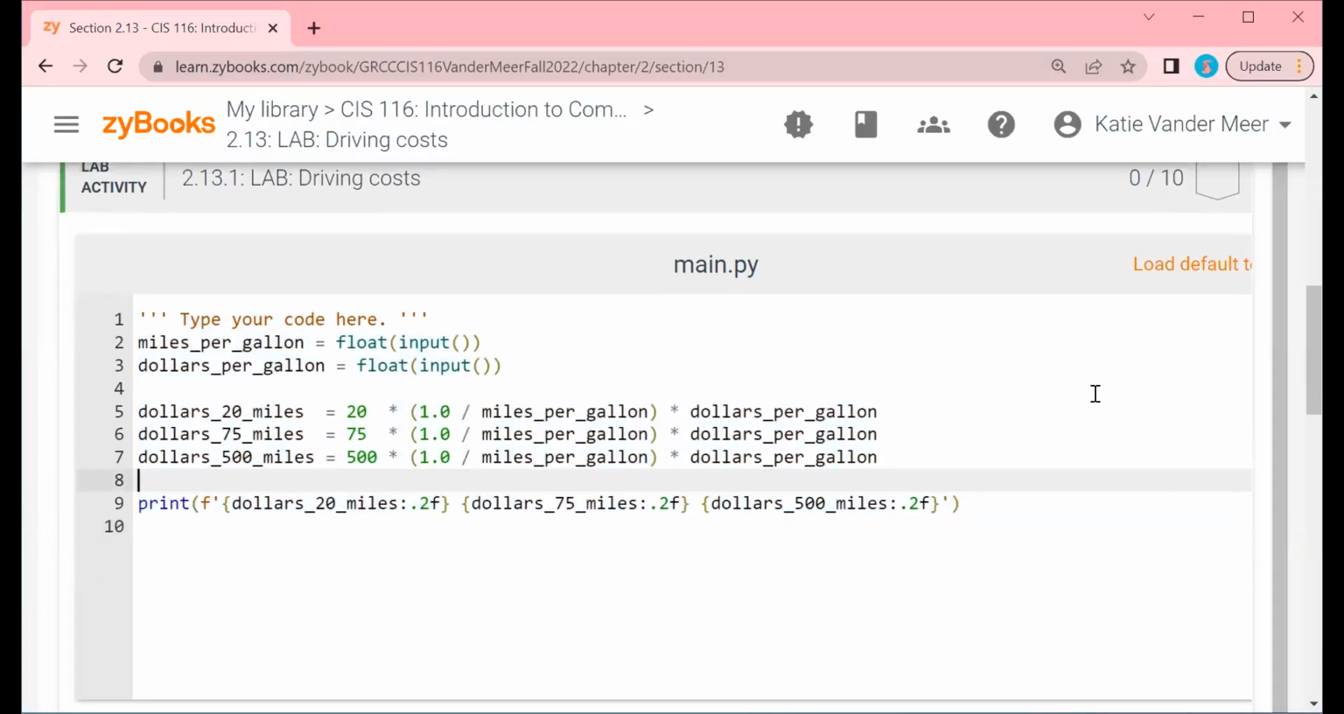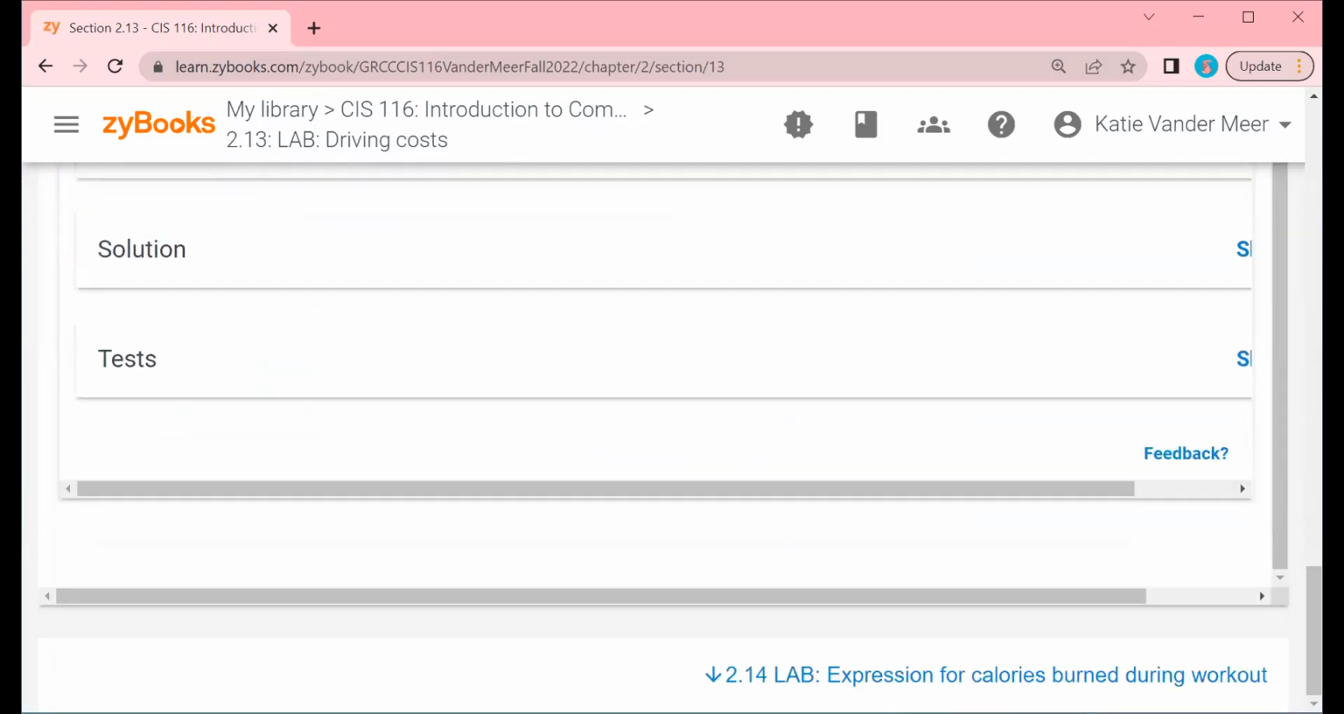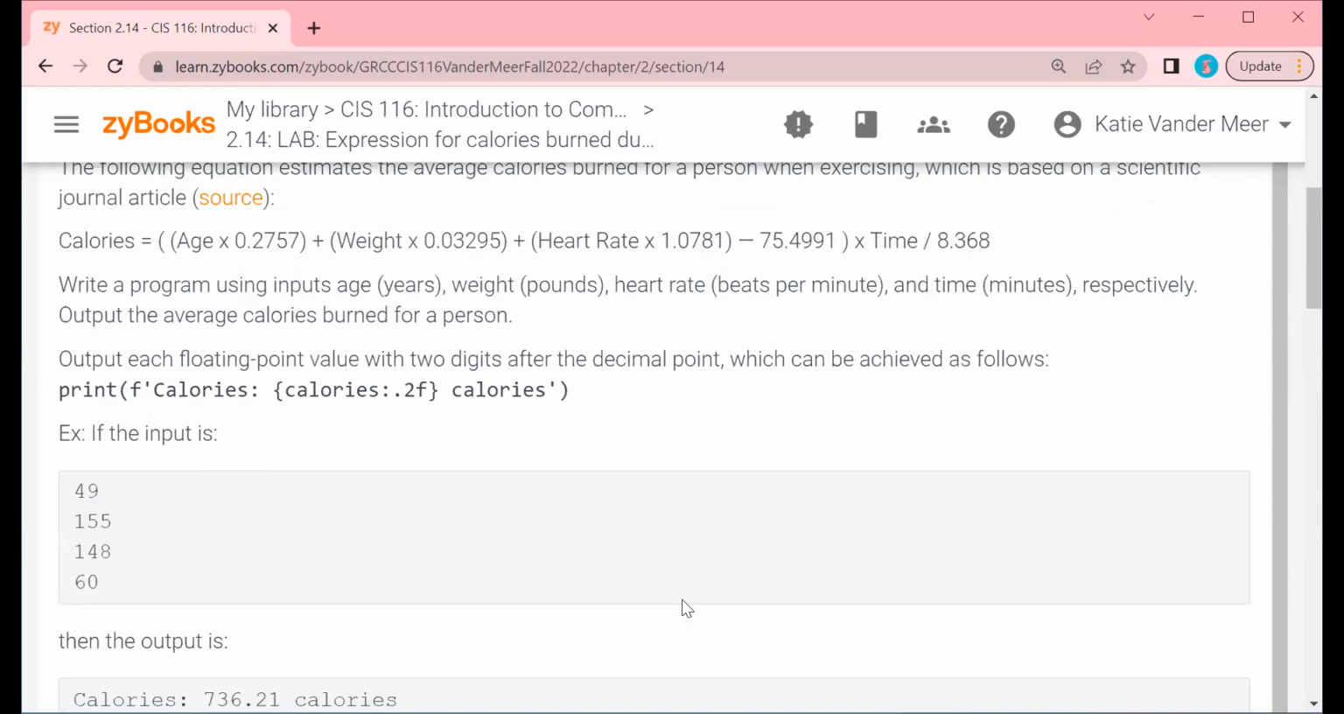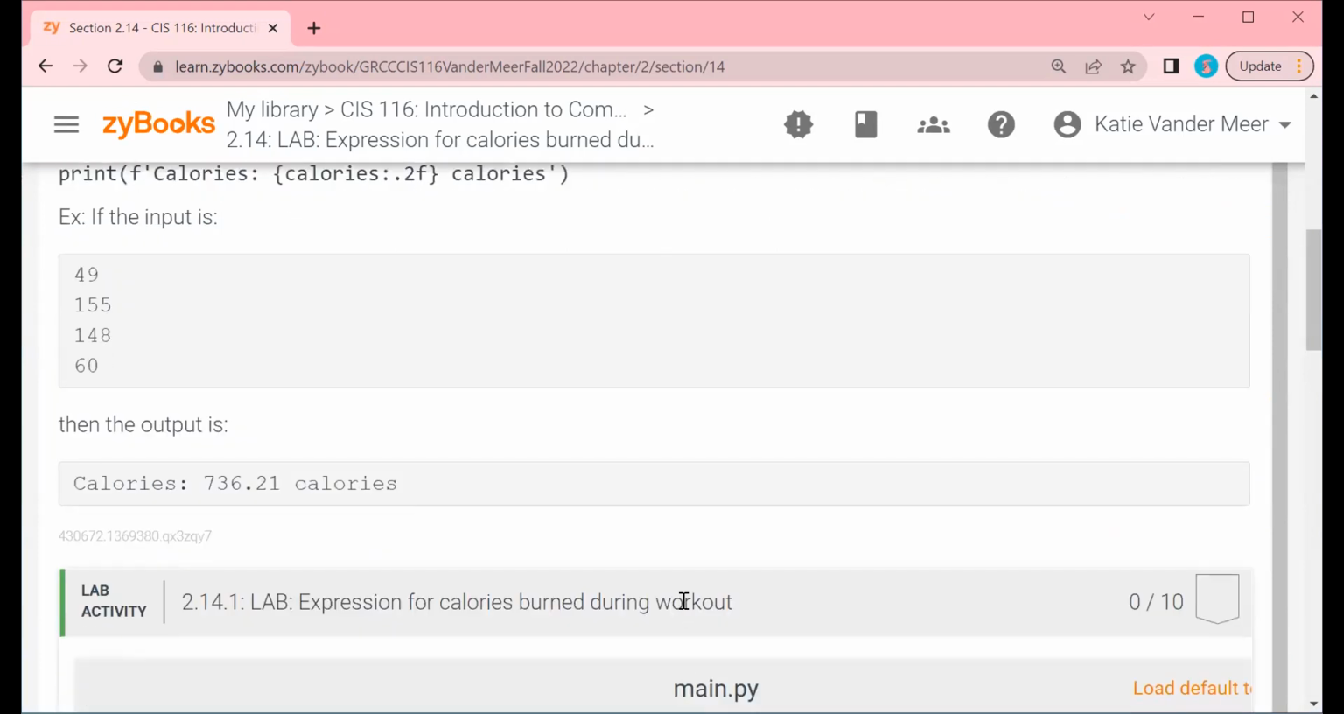All right, can you see my Zybooks again? Yes. All right, we're taking a long time. Let's go to this next one, because I want to go over the chapter 3 labs as well.